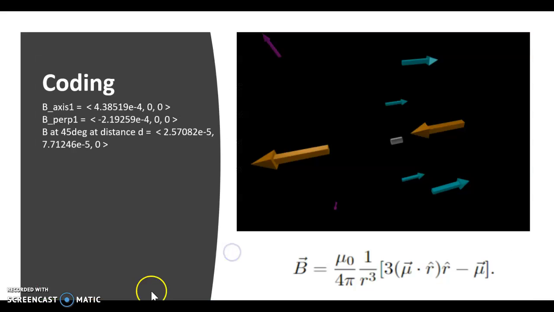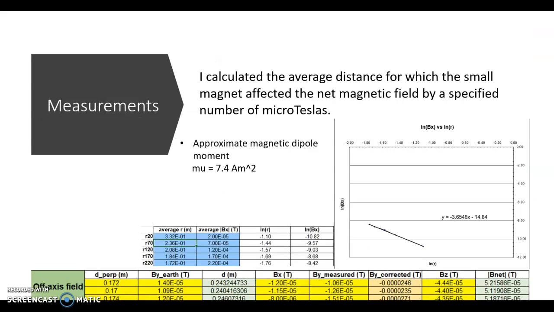And after we found that constant, we could then find the approximate magnetic dipole moment, which I calculated to be about 7.4 amp meters squared.